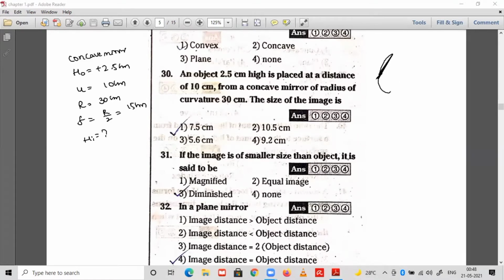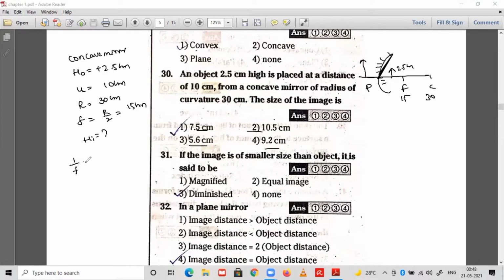Now see, very simple: pole, focus, center of curvature. So 15, 30, and the position of the object is 10 centimeters. The height of the object is 2.5 centimeters. Now the position of the object is between pole and focus, so you will get virtual, erected, enlarged characteristics. Many options are there, but all options are enlarged characteristics only. So we need to solve this kind of problem.